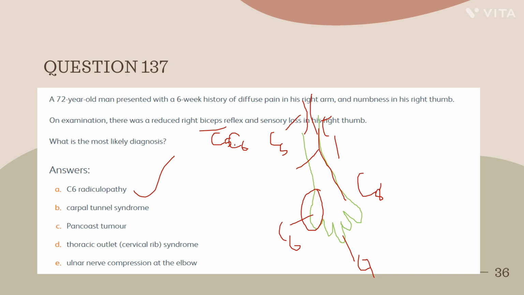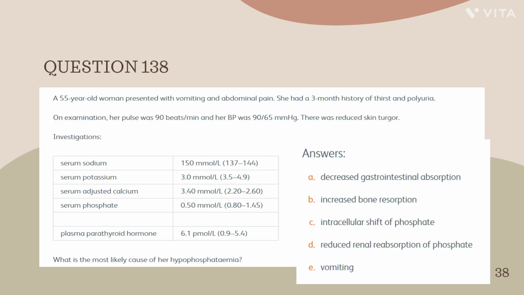Pancoast tumor. Pancoast tumor is the apical lung tumor. It can present with Horner syndrome. Not the case here. Thoracic outlet syndrome. Not likely because that can compress the brachial plexus, but here only some part is affected. Ulnar nerve compression at the elbow. Ulnar nerve distributes to the medial 1.5 fingers, not the thumb. So it's not the case. It is C6 radiculopathy. Next question.